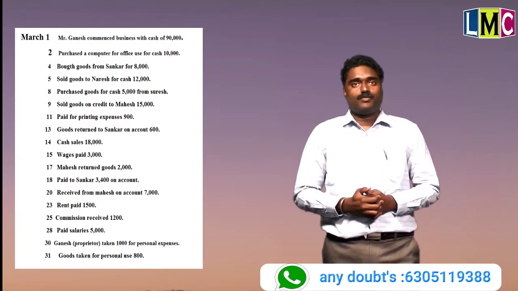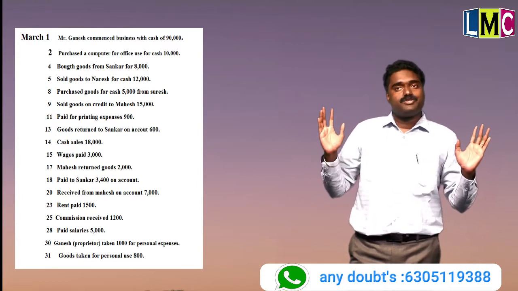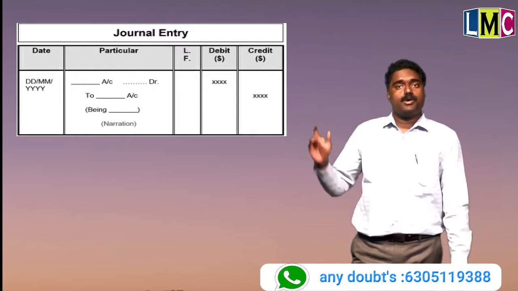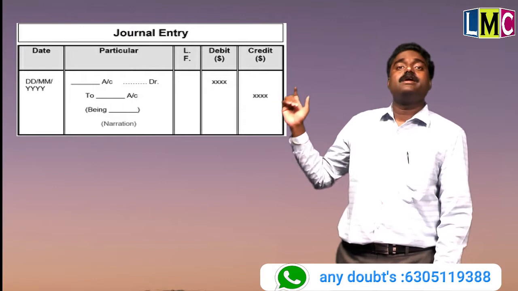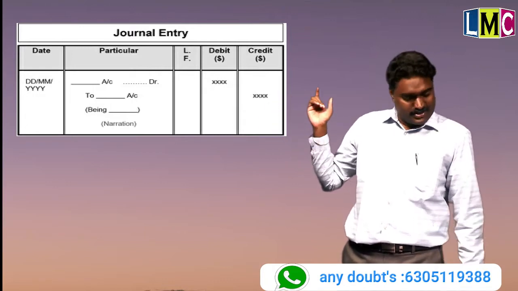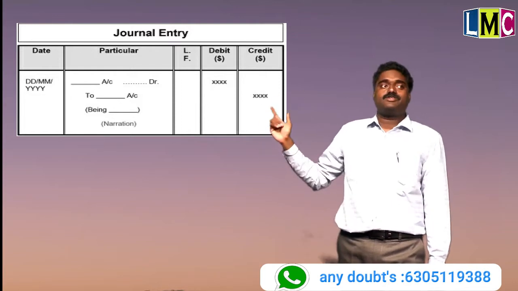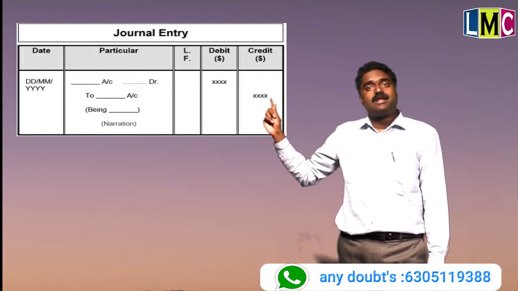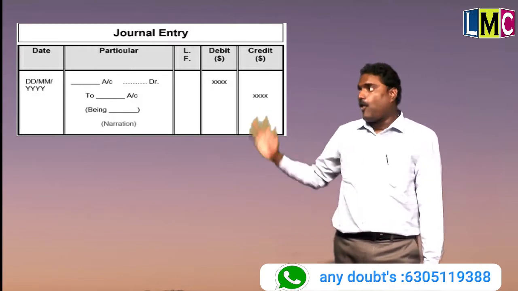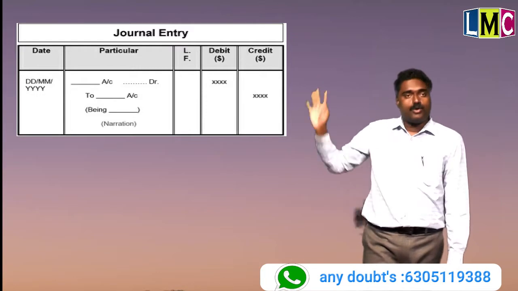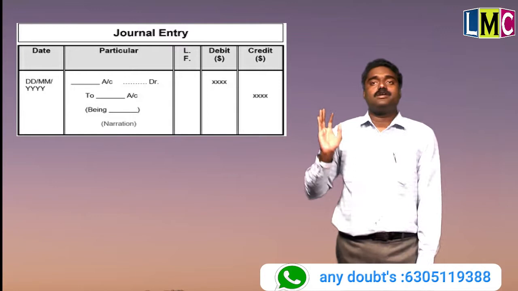Before going to that, we need to have a format for journal entries. As I explained, date is very important. Whenever you are entering a journal entry, the first column is date. Next is particulars. Next is LF, ledger folio. Next is debit amount, and the other is credit amount. This is the format that we need to draw first. Once it has been done, then start entering the date.